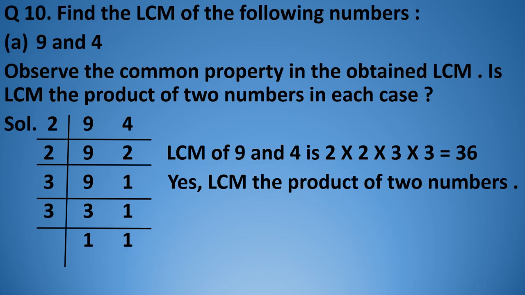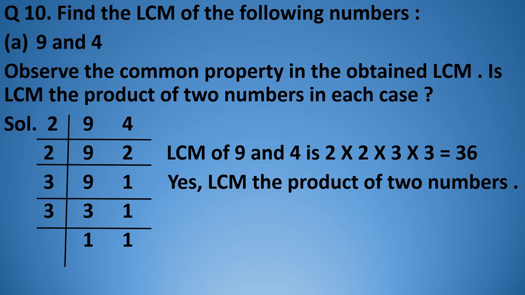Do you remember what co-prime numbers are? Co-prime numbers are those numbers whose only common factor is 1. You know that in 4 and 9 the only common factor is 1. So if two numbers are co-prime, then their LCM is just their product.